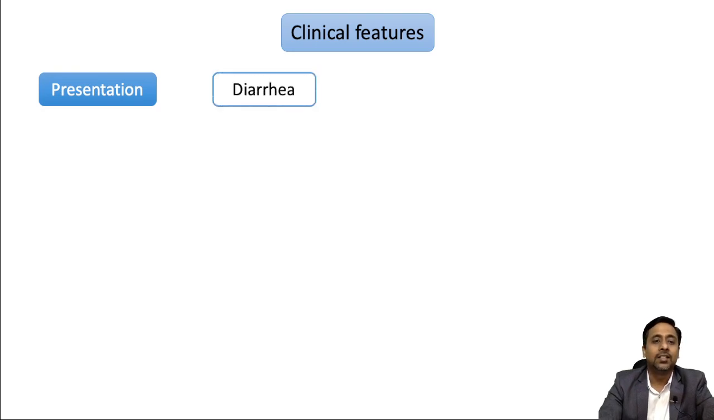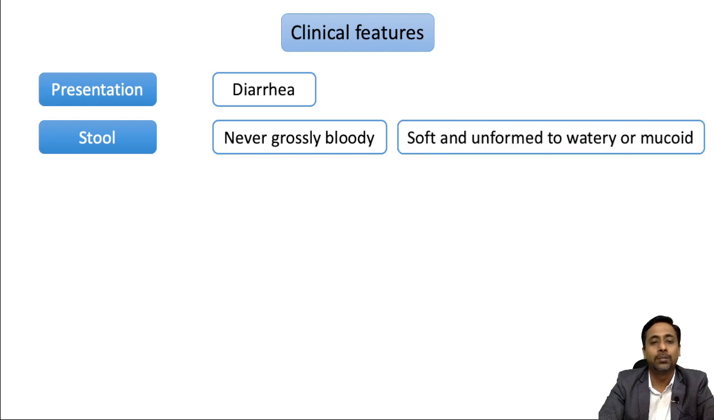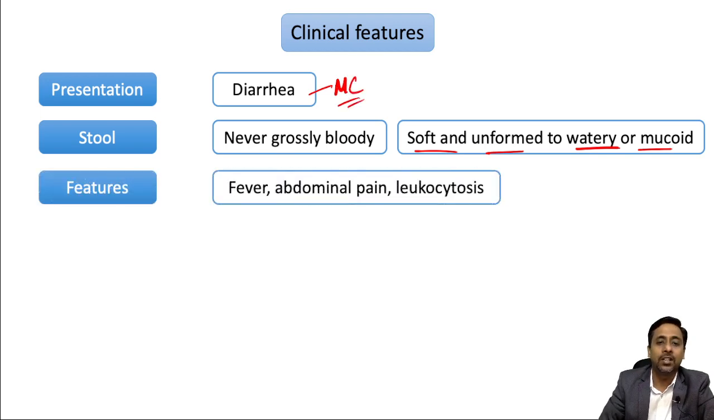Now the clinical feature, if you see, the presentation which is most commonly seen in case of Clostridium difficile associated diarrhea is obviously diarrhea, and the stool is never grossly bloody. So it is not bloody diarrhea, it is either soft and unformed stool, or it may be watery or mucoid stool. And this diarrhea is the most common presentation. Apart from that, we can also see fever, abdominal pain and leukocytosis.